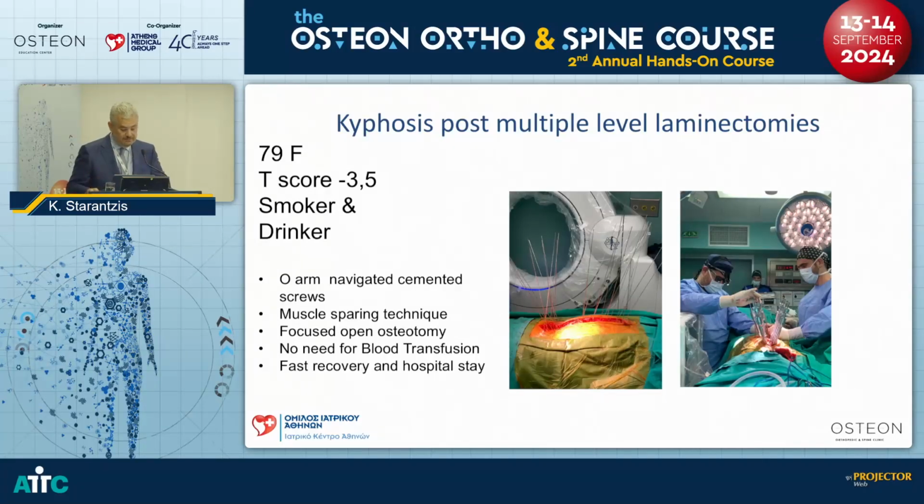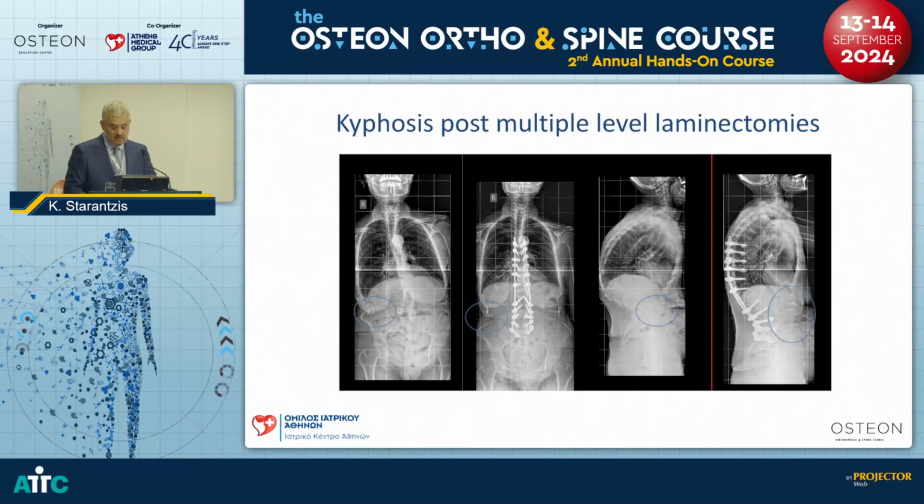We actually did. So we did these navigated, cemented screws. If you want to call it MIS, you can call it, but with this skin incision, it's difficult to call it MIS, but it's muscle sparing. We did just a focal open osteotomy at the apex of the curve. I think the operation took 6 hours to do. She had no blood transfusion. And she had this outcome.